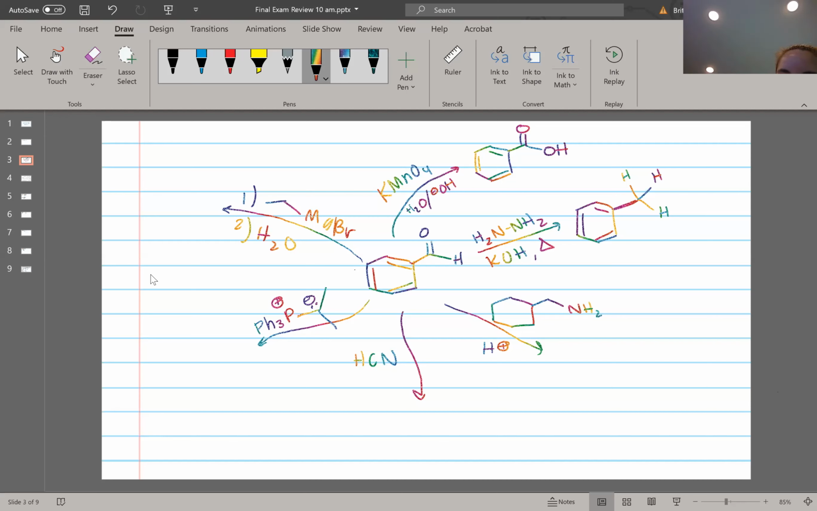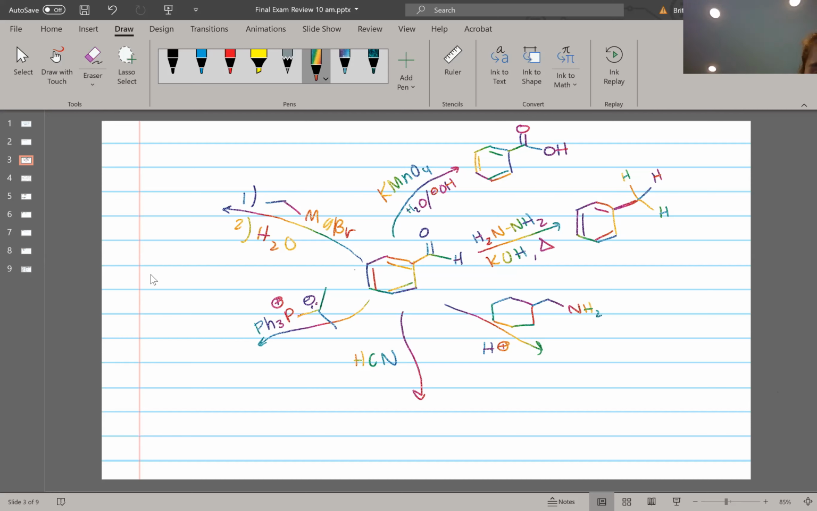What next? Does anyone have an answer to any of the remaining problems? Let's go to the left. What happens when you react an aldehyde with a Grignard reagent? Does it add what comes with the Grignard?